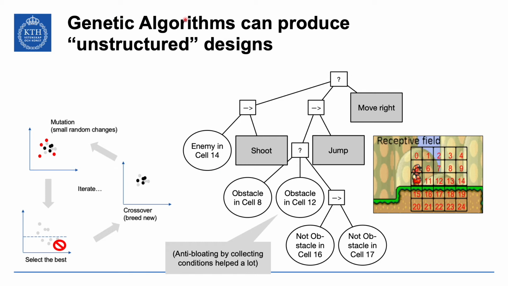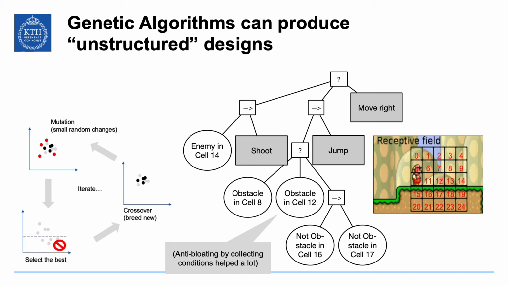So using genetic algorithms, you can get results that look much worse than this. But still, okay, so why are we shooting? Because there's an enemy in cell 14. Why are we jumping? Well, because there's an obstacle in cell 12. That kind of makes sense.